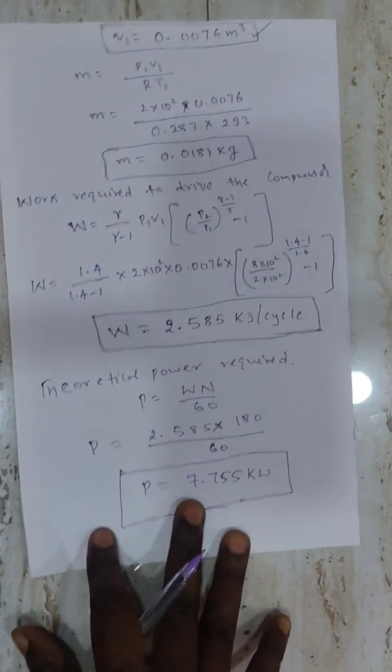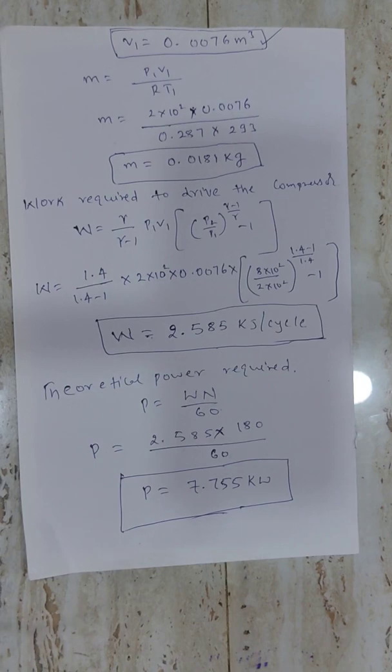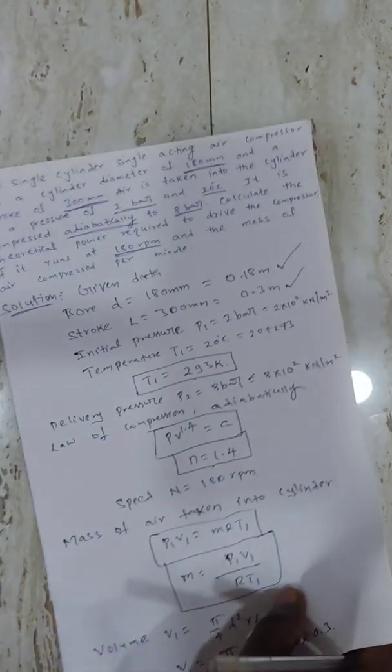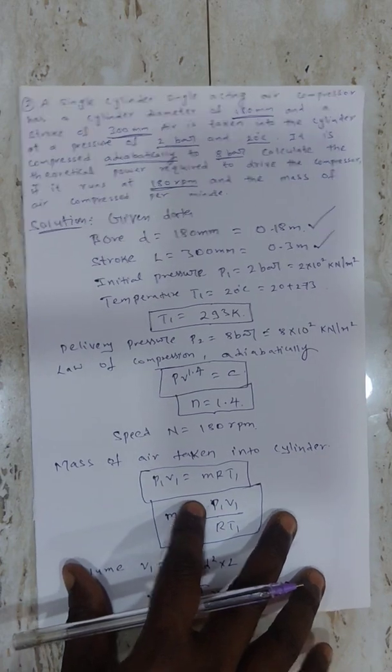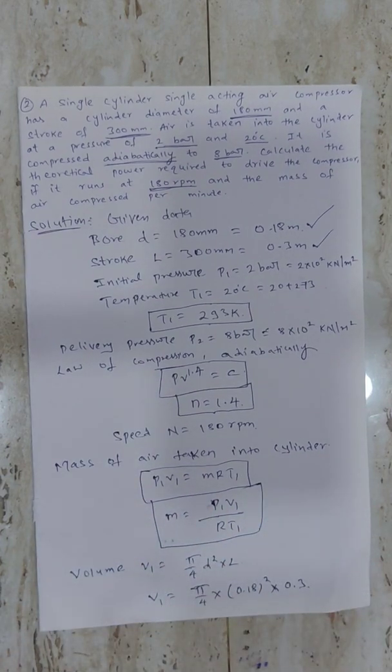This is the solution. This is the theoretical power required to drive the compressor. Once again I will explain this problem from the starting. The question is: a single cylinder single acting air compressor has a cylinder diameter of 180 mm and a stroke of 300 mm. Air is taken into the cylinder at a pressure of 2 bar and 20 degrees Celsius. It is compressed adiabatically.